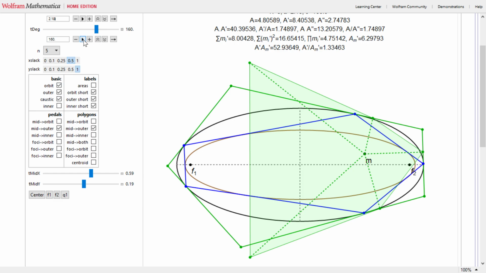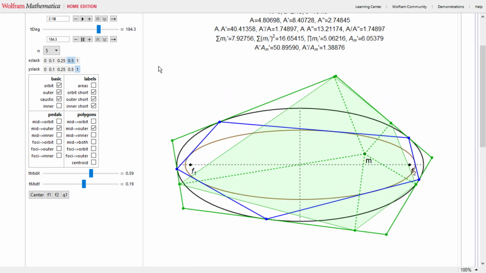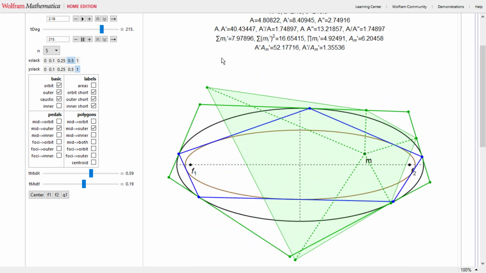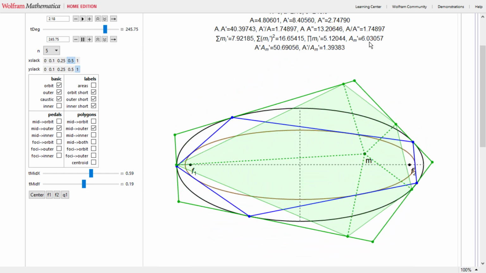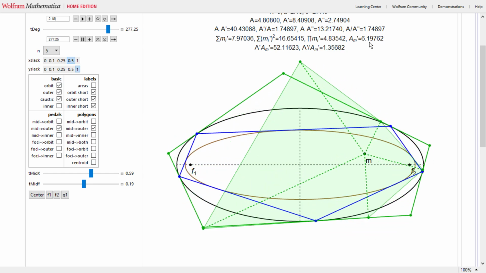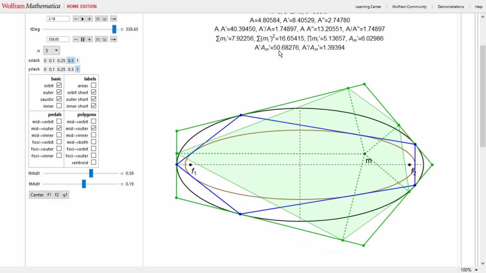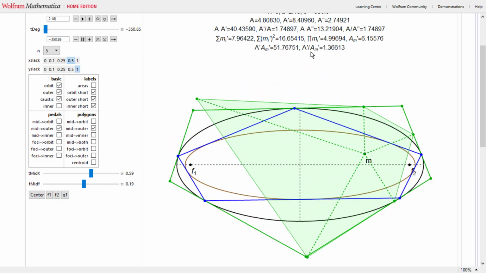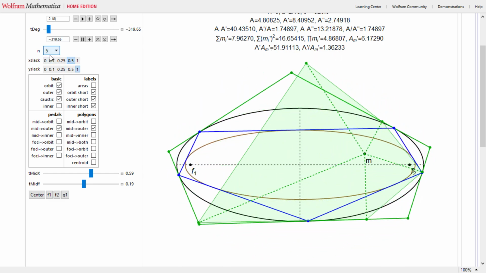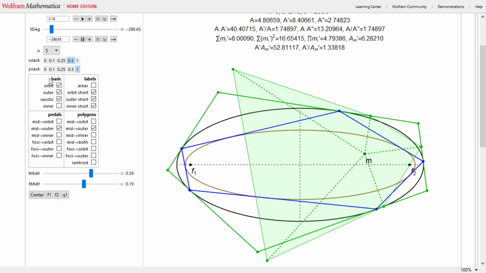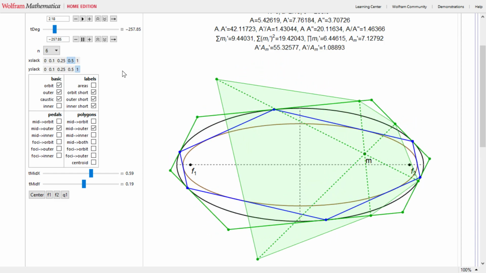Now let's go ahead and animate this. First thing you notice is that this area is variable. Okay? You also notice that the product of areas is varying and the ratio of areas is varying. Now I have N equals 5. Let's go ahead and plug in N equals 6.